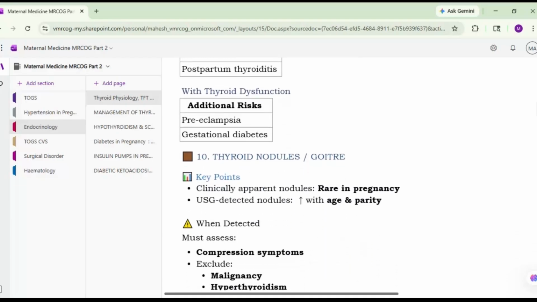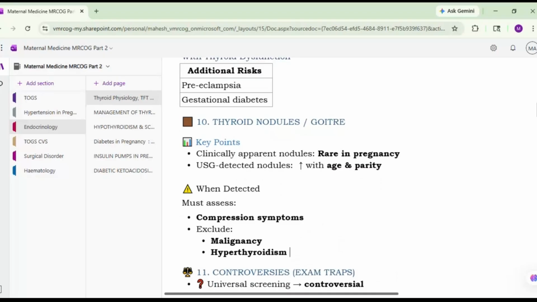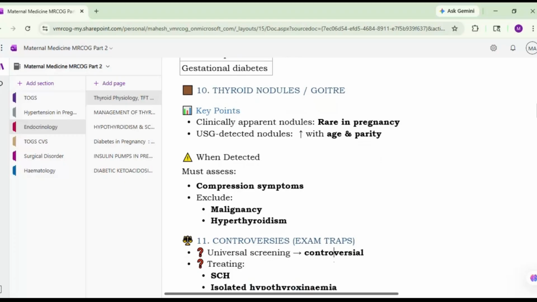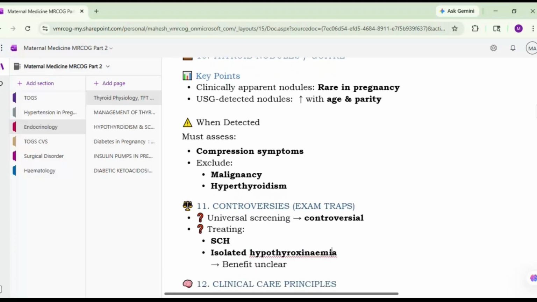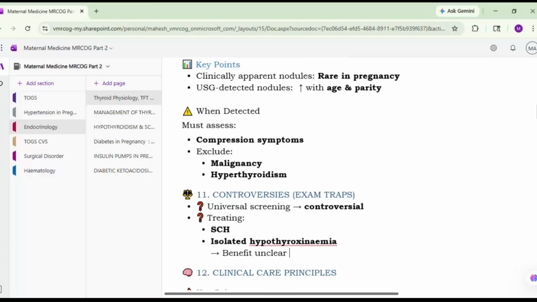Okay. Now, another thing is that there can be thyroid nodule or goiter. Now, this is clinically apparent nodule, but generally it is rare in pregnancy. Nodules may be with age and parity, there may be slight increased incidence. But when you detect such nodules, you need to assess, one, is there any compression symptom? Second, exclude malignancy and hyperthyroidism.